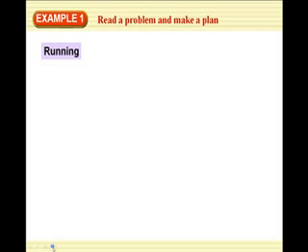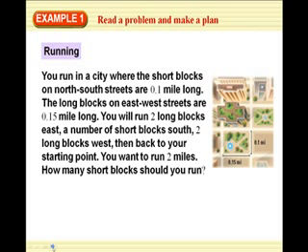Here's reading a problem and making a plan. The problem is about running. It says you run in a city where the short blocks on the north and south streets are a tenth of a mile long. The long blocks on the east-west streets are 1/1500 mile long. You run 2 long blocks east, a number of short blocks south, 2 long blocks west, then back to your starting point. You want to run 2 miles. How many short blocks should you run?